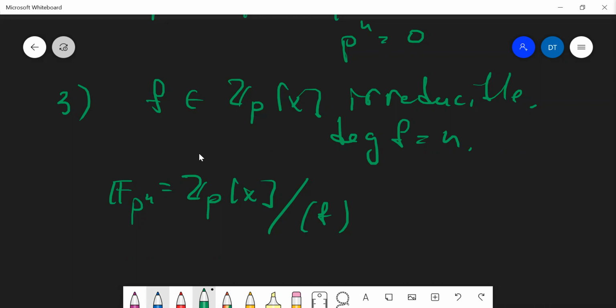And one additional remark: we may have many irreducible polynomials of the fixed degree n. So we may use different polynomials here, but all these fields will be isomorphic. So it doesn't matter which polynomial f you use here. If it's irreducible and its degree is n, this procedure gives you a finite field of this size. So this is how it works.